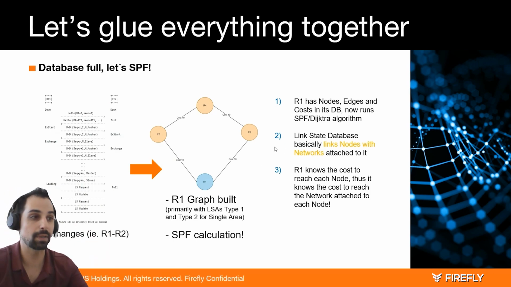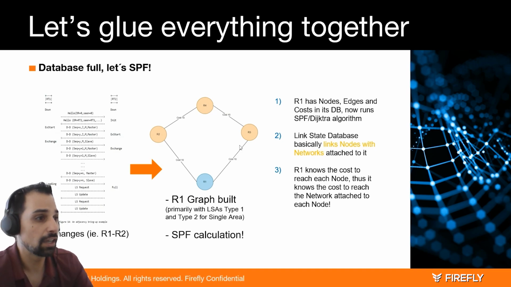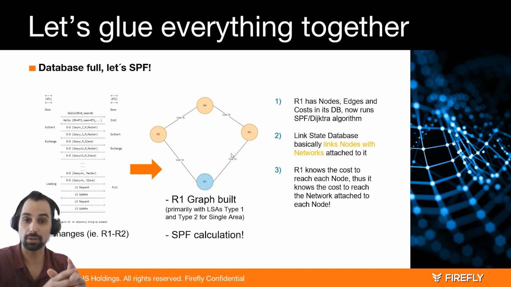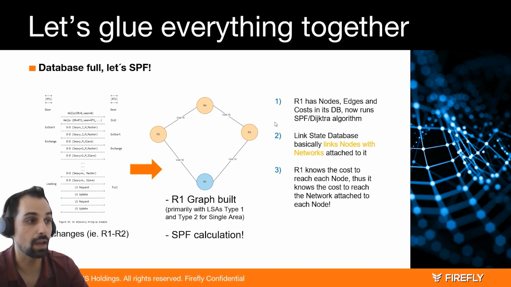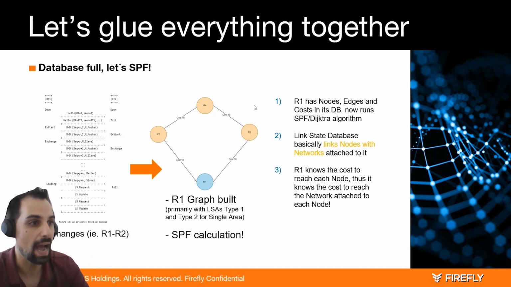And once I have that, because I have the cost, I have the other nodes, and so basically I have my nodes and I have the edges and I have the cost to reach each of the nodes, I can run my SPF calculation. So at the end of the day, that's what OSPF does, right? It creates a graph with information on its database, and it starts calculating the cost to reach each of the neighbors. And basically, with the rest of the information on the LSAs, I will know on each node what networks are attached, right, to each of my neighbors or to each of the other nodes on the graph.